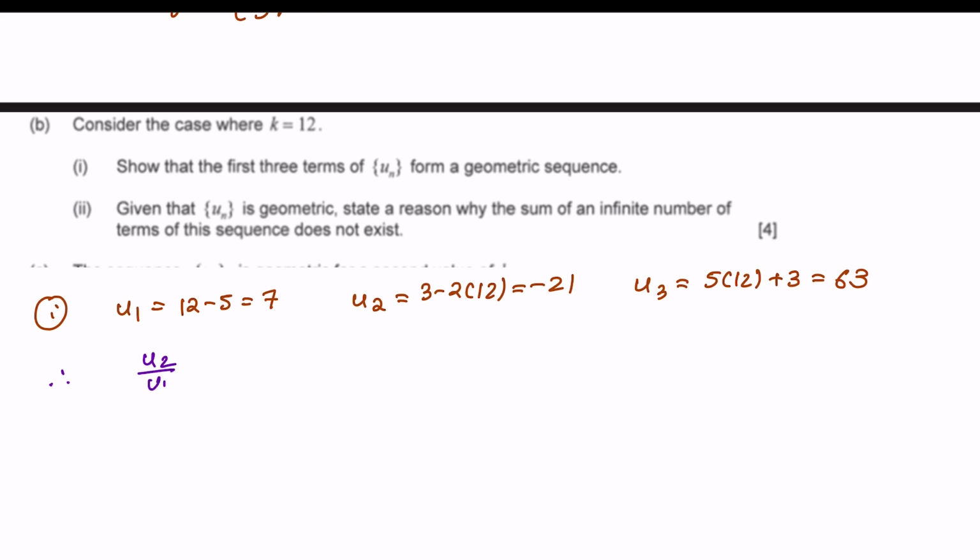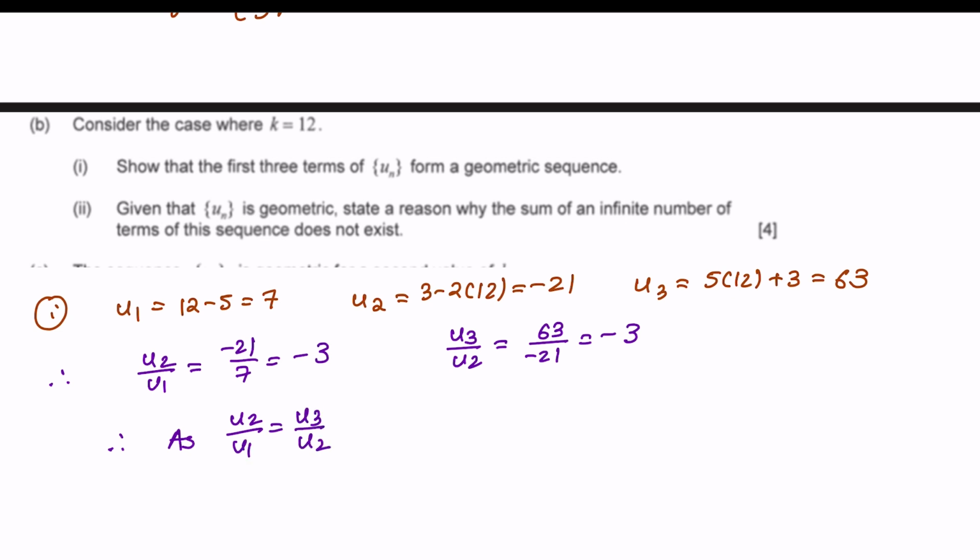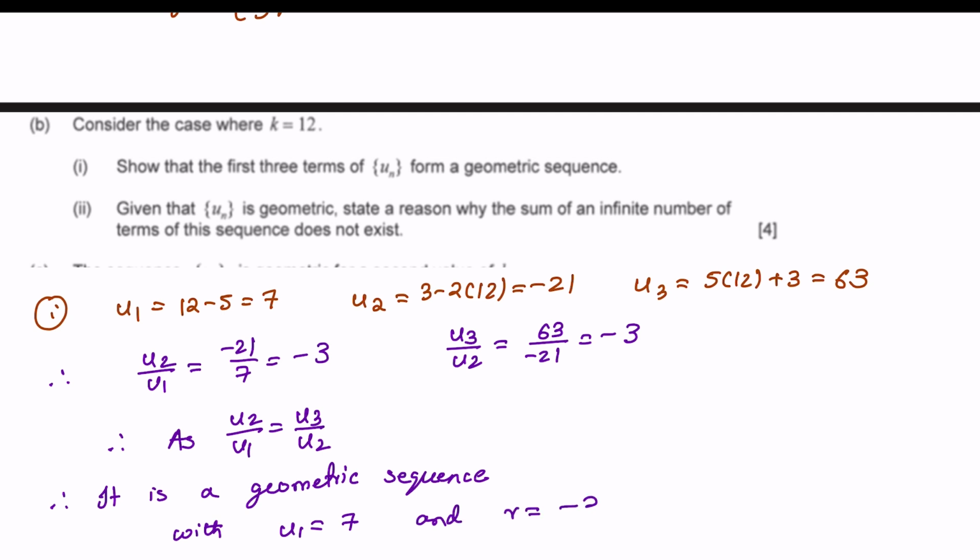Now when I do u2 over u1, I get minus 21 by 7, I get minus 3. And when I do u3 over u2, I get the same thing. 63 by minus 21 is again negative 3. So as u2 over u1 equals u3 over u2, basically I'm equating the common ratios, it is a geometric sequence with the first term as 7 and common ratio as minus 3.